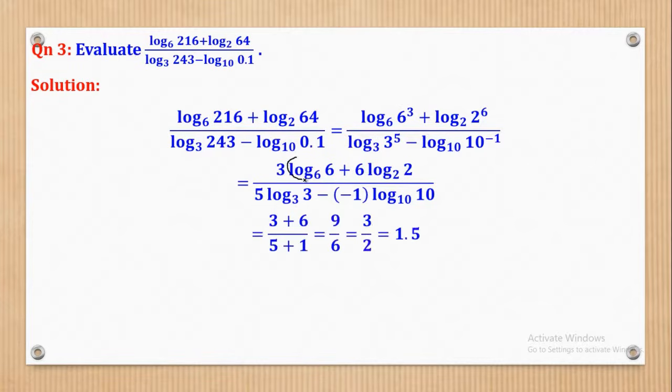So next, this is 1, that is why you see here 3. This is also 1, that's why you see here 6. And this is also 1, that is why you see here 5. And this is 1. That is why you see here now negative and negative gives you positive. That is why there is plus there. So simplifying this will give you 1.5 as the answer.